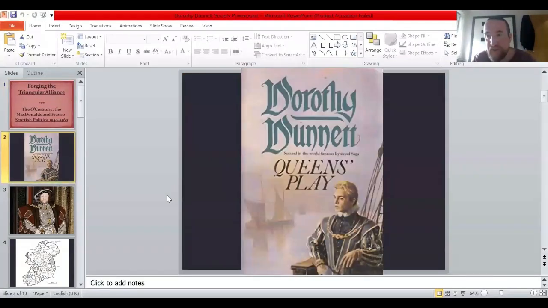So I'll start with a brief mention of Queen's Play, but obviously I won't go into this in too much detail because, as I say, you know Dunnett's work itself better than I do, but just to give a sense of what elements of it I'm going to be discussing. So the book is set in the middle of the 16th century. It centers on the politics of France, Scotland, Ireland, and England.